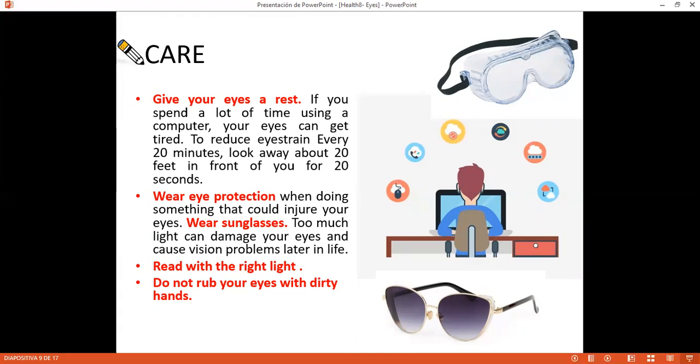If you do something that may injure your eyes, you need to wear eye protection. As well, you also need to wear sunglasses. Too much light will damage your eyes and cause vision problems, not at the moment, but later in life. So you need to read with the right light. Don't force your eyes. Do not rub them ever, much less with dirty hands.